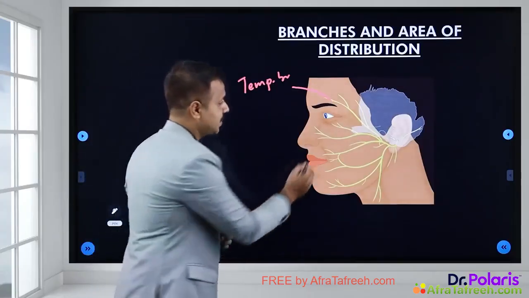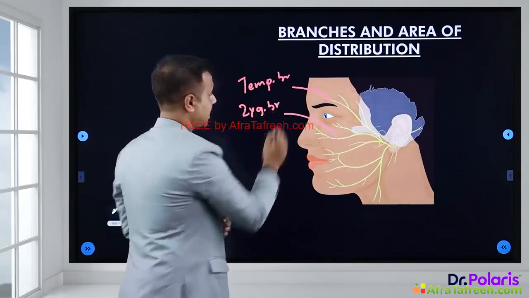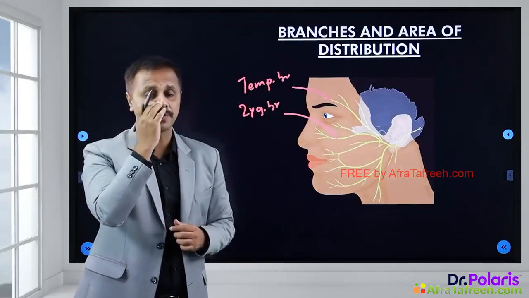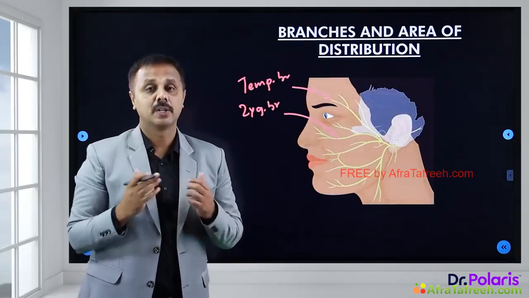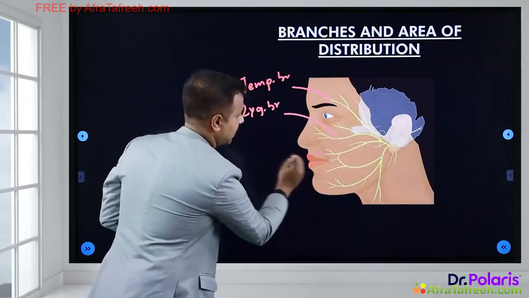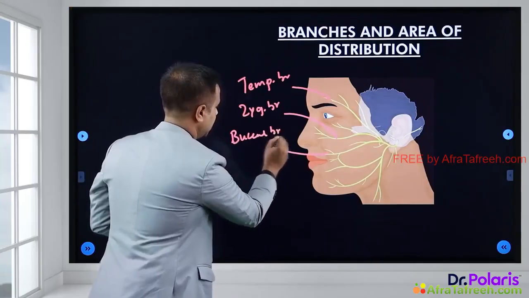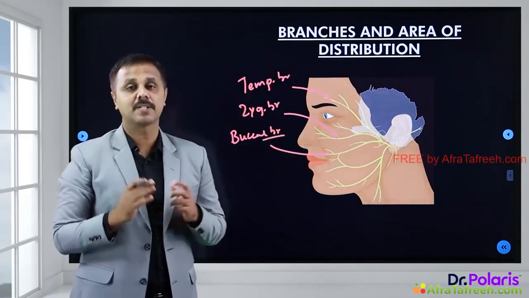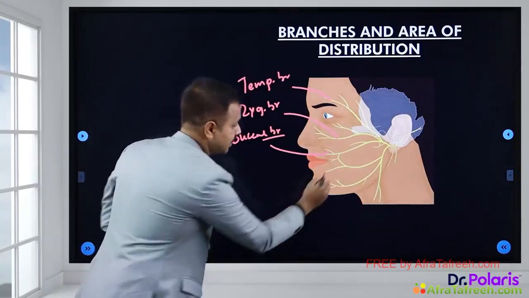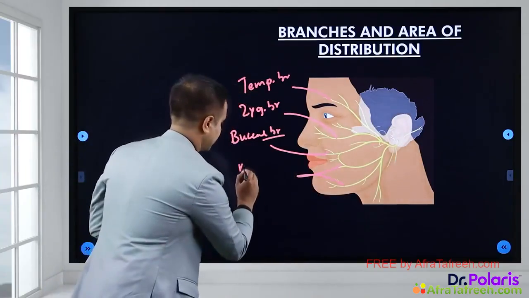Right? Then comes the zygomatic branch. So this is the zygomatic branch. This will usually supply the muscles of the lower part of the eye, that is the lower part of orbicularis oculi. Then comes the buccal branch. The buccal branch mainly supplies the muscles around the nose and upper lip. Then comes, what are these? These two are marginal mandibular branches.